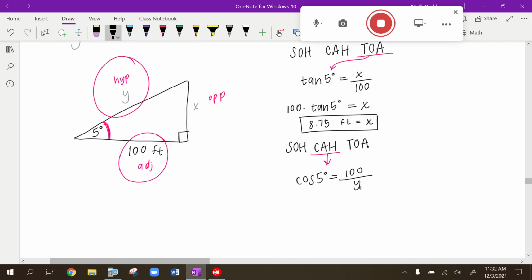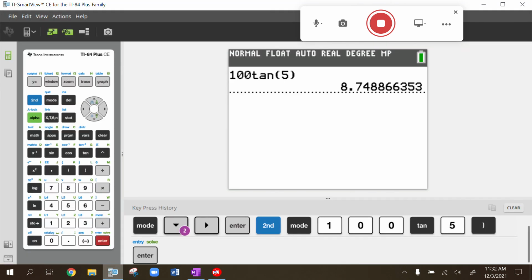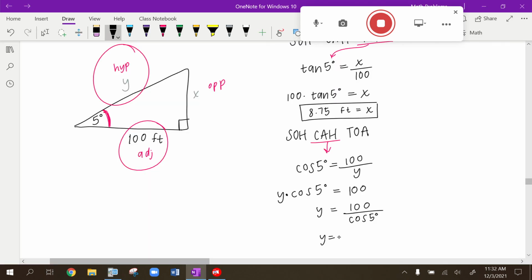This time, when I multiply by the denominator, I don't quite yet have y by itself. I still have y times cosine of 5 degrees. So to get y by itself, I need to divide both sides by cosine of 5 degrees. Now, type this into your calculator. It's 100.38 approximately. So the hiker has traveled approximately 100.38 feet.